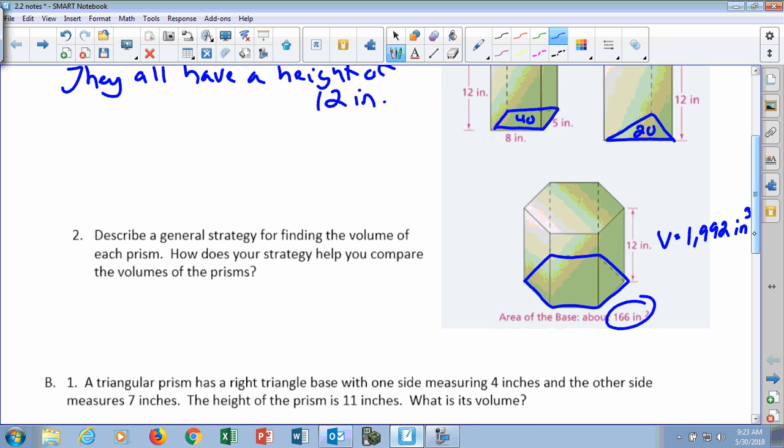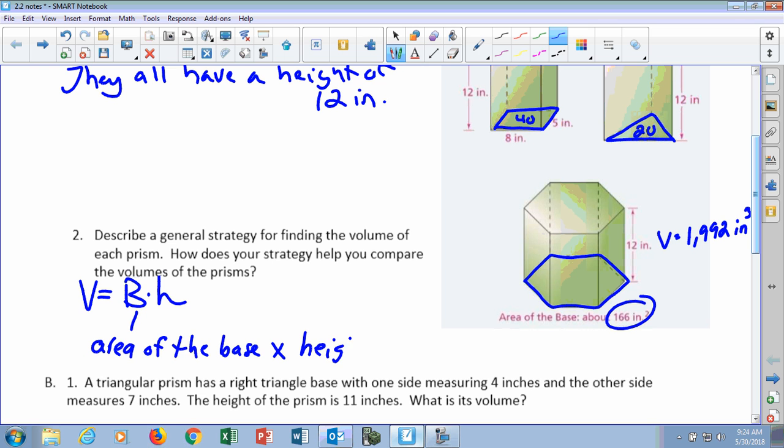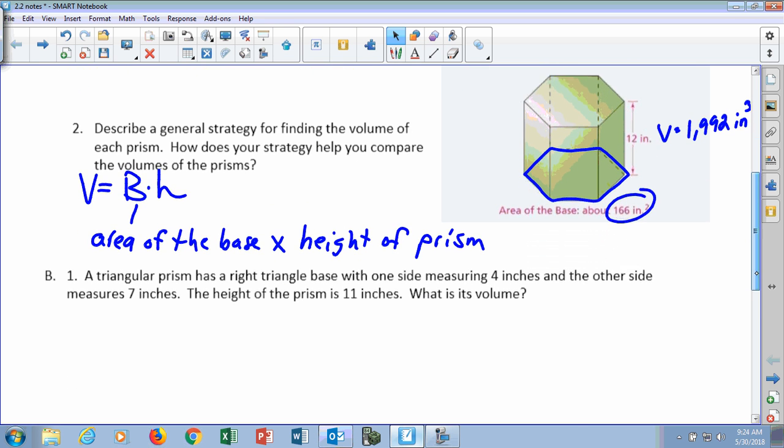Now again, number 2, it says, describe a general strategy for finding the volume of each prism. How does your strategy help you compare the volumes of the prisms? Well, remember, we talked in the very beginning about the formula, right? What's the formula? Yeah, your base times the height. And remember, your base is the area of the base times the height of the prism. Okay? So let me move that down a little bit so you can get it.